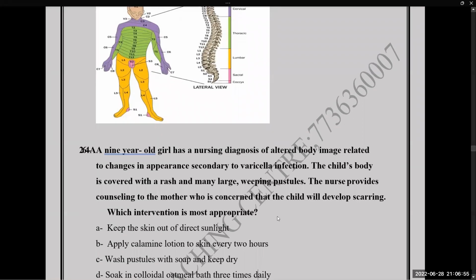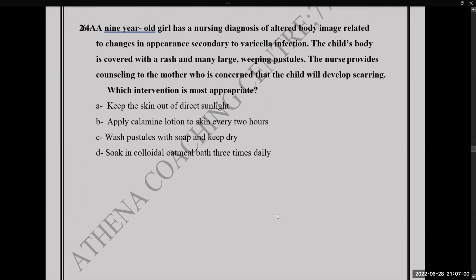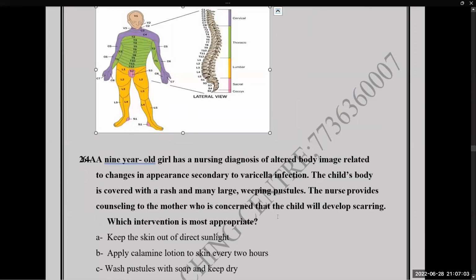Next question, question number 64. A 9-year-old girl has a nursing diagnosis of altered body image related to change in appearance secondary to varicella infection. The child's body is covered with a rash and many large weeping pustules. The nurse provides counseling to the mother, who is concerned that the child will develop scarring. Which intervention is most appropriate?